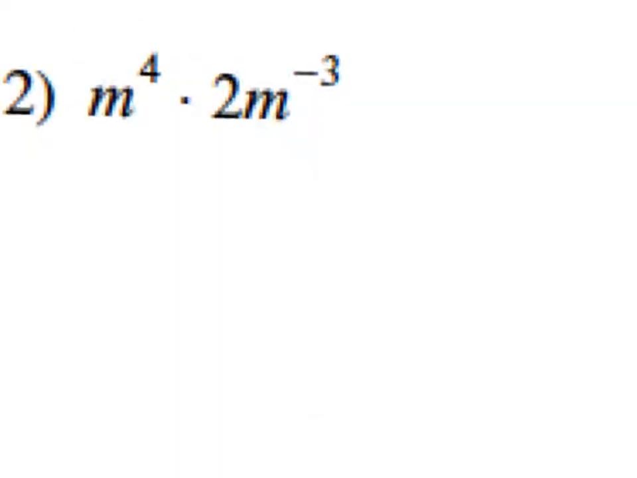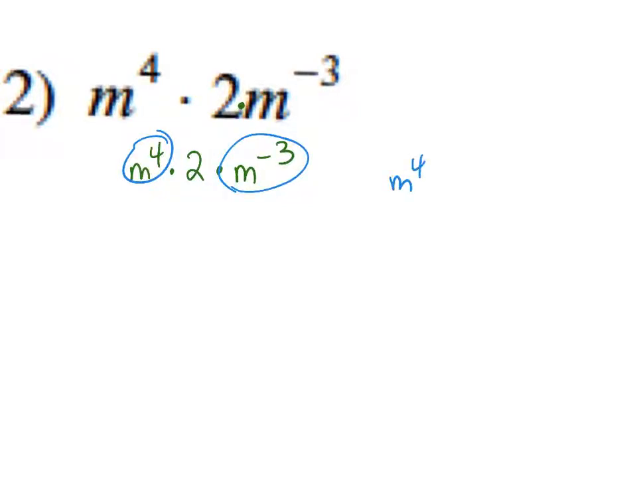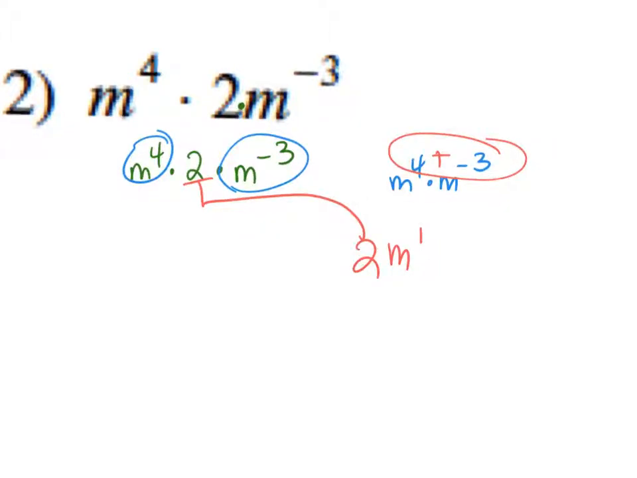For this example, way number 1, if you use the commutative property of multiplication, you know you're multiplying all these together. So it's really m to the 4 times 2 times m to the negative 3. When multiplying variables with the same base, you add their exponents. So when you have these guys and you sit them next to each other, you can add those two numbers and you get m to the 1, and the 2 just gets rewritten. That's way number 1.